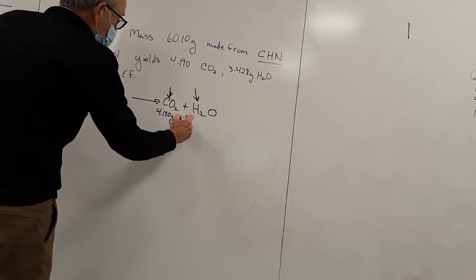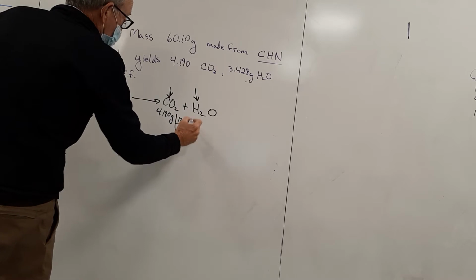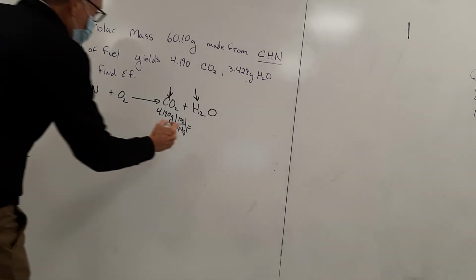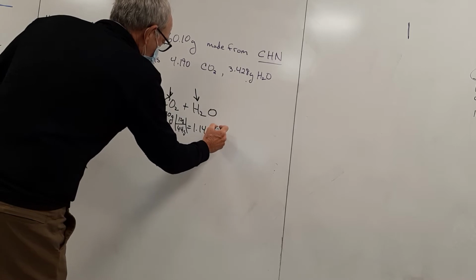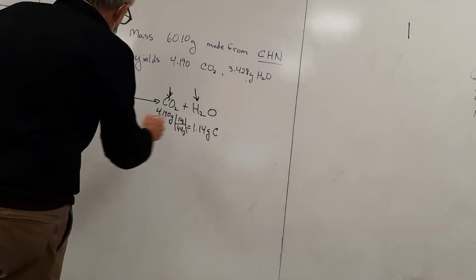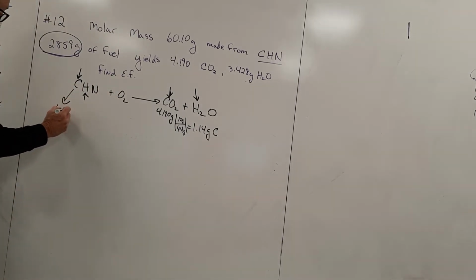12 grams of carbon in 44 total grams means I have 1.14 gram of carbon. All that carbon, the only place I can get carbon is right over here. So now I know I've got 1.14 gram of carbon.